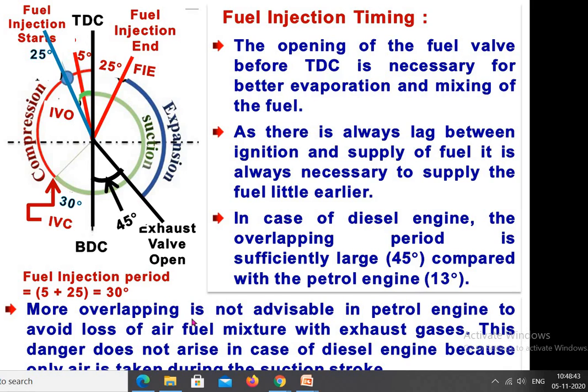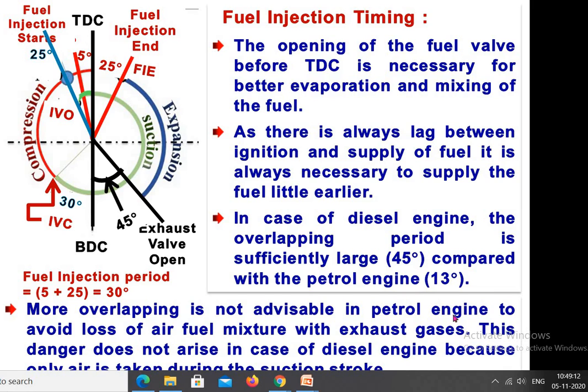More overlapping is not advisable in the petrol engine, to avoid loss of air-fuel mixture with the exhaust gases. As we know, in the petrol engine there is a mixed stroke. During the backward stroke, the fuel also comes into the cylinder as well as the exhaust gases go out from the cylinder.